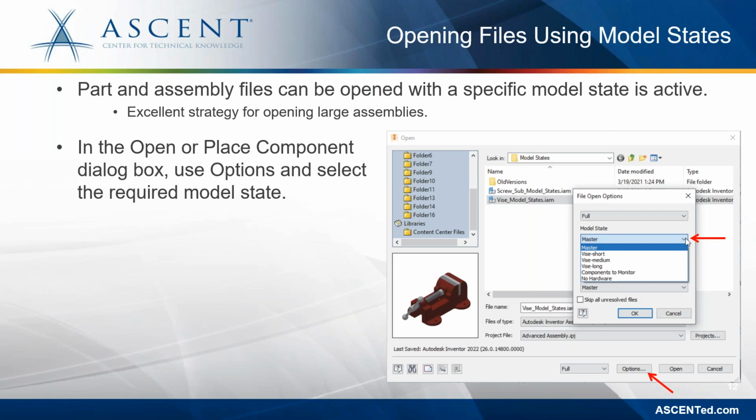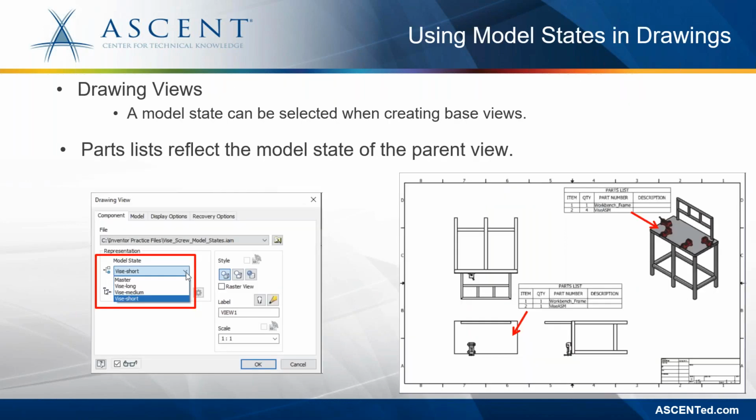You can see that you still leverage the options button at the bottom of the open panel, and then you can select the model state that you want to open. This certainly is an excellent strategy for opening your large assemblies in terms of simplifying them. This is available both in open, or if you're also placing components into an assembly, you can place a model state version of the part file, or sorry, an assembly file too.